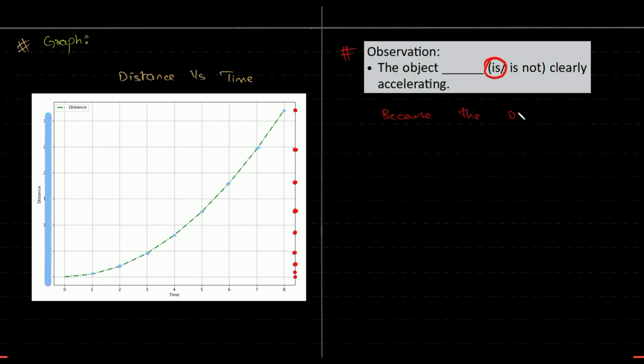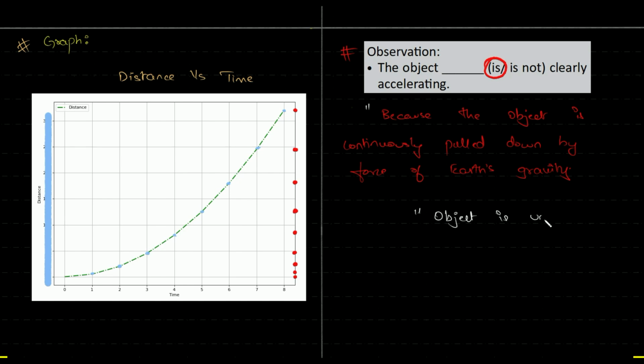the object is continuously pulled down by the force of Earth's gravity. Right, guys? Basically, instead of telling so much, I can just air quote it as free fall. The object is under free fall. Make sense?